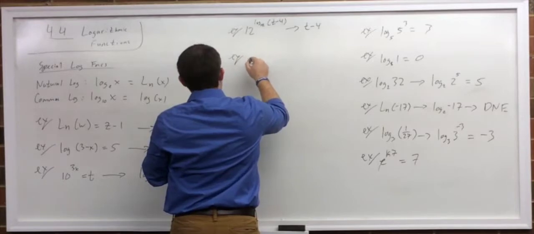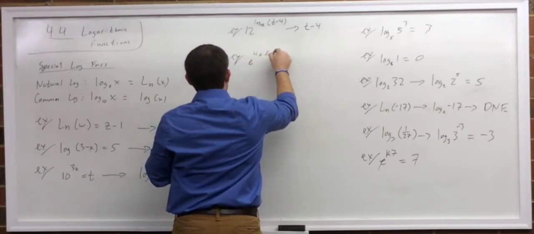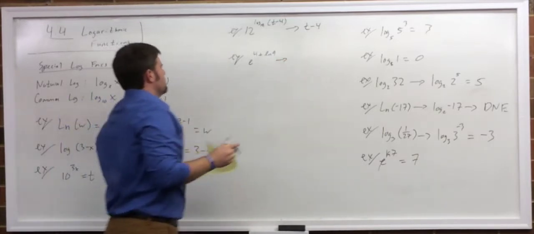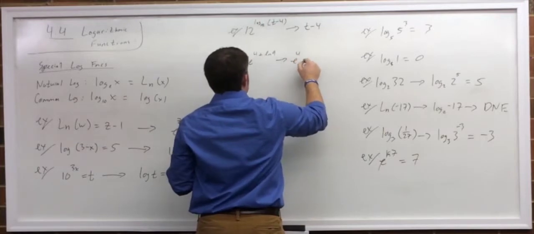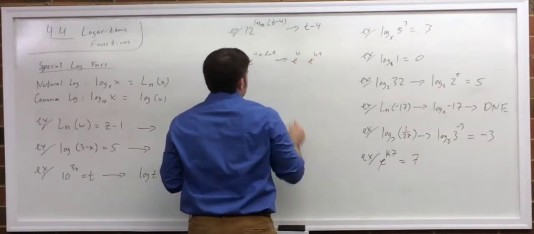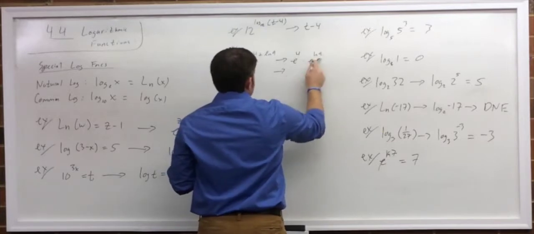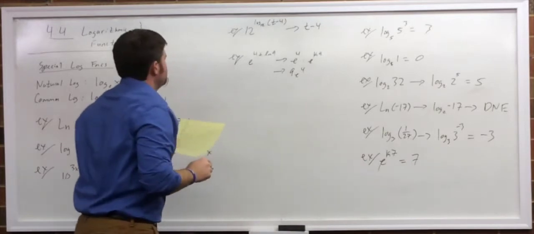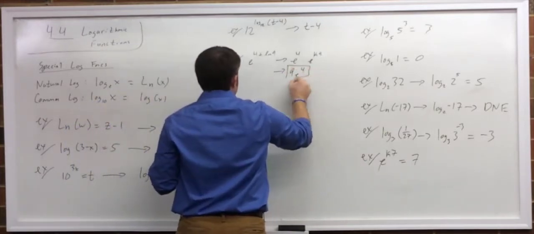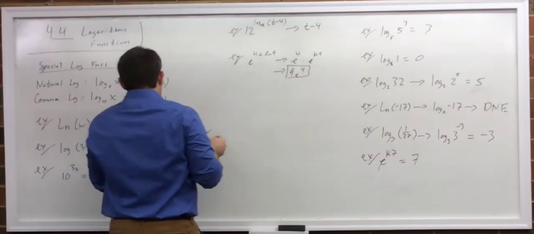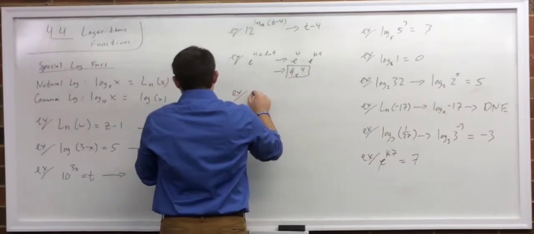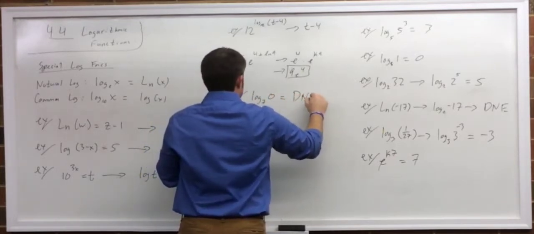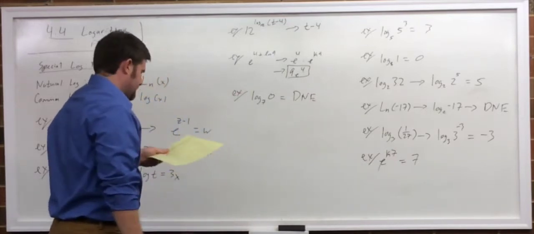If we had something like e to the 4 plus the natural log of 9, we can use our exponent rules to distribute this differently. So we have e to the 4th times e to the natural log of 9, but that can be simplified because, again, these cancel and you're left with 9 e to the 4th. Again, our directions here are just simplification. What if we had log base 7 of 0? Well, you can't take the log of 0. It does not exist.